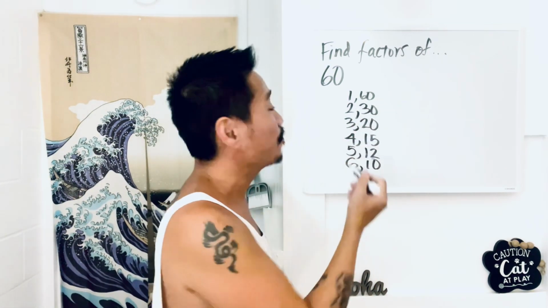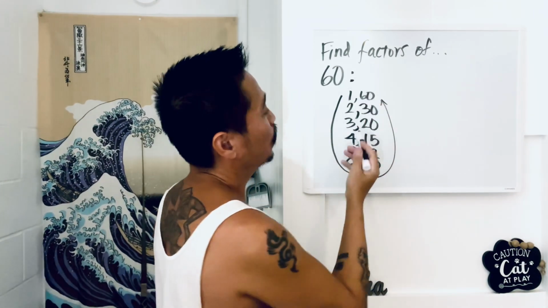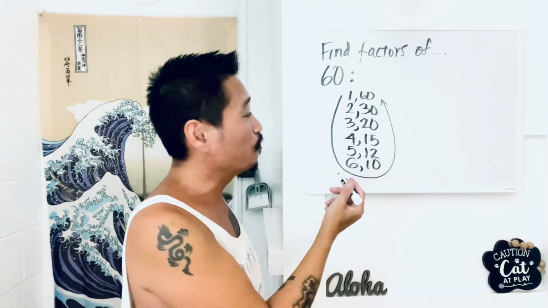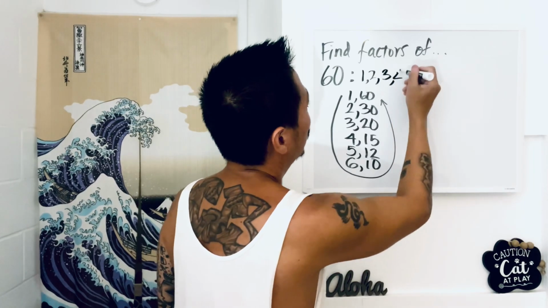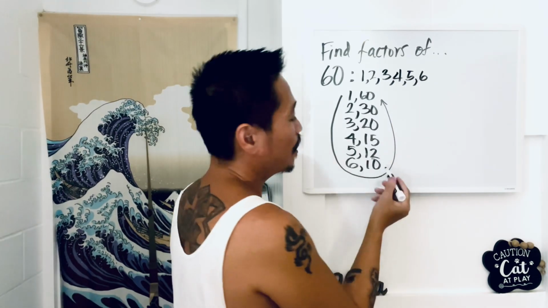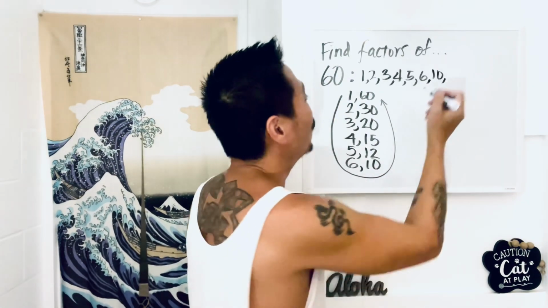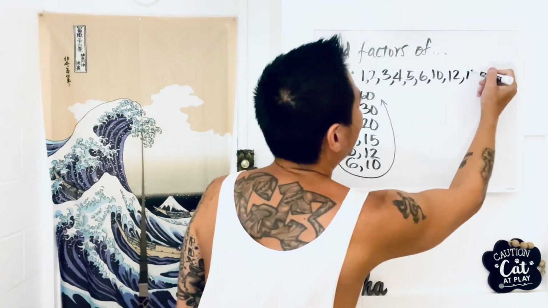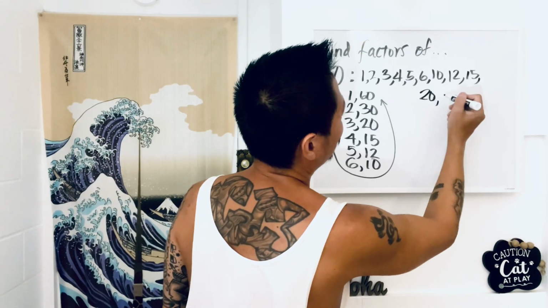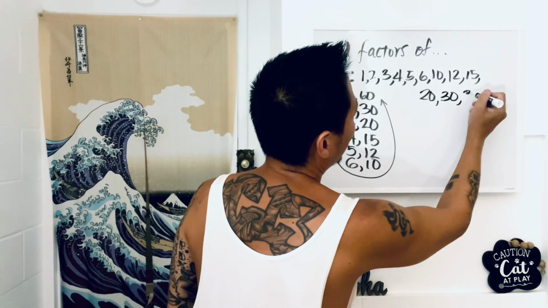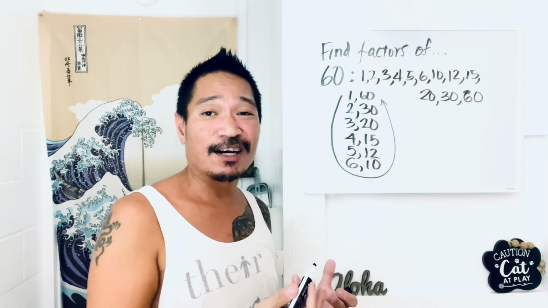Okay, so here's the racetrack method. Just start at 1, vroom, vroom, go right around, and we'll list these in numeric order. The cool thing about this method is it's already in numeric order. So we go 1, we got 2, we got 3, we got 4, we got 5, we got 6, then we just wrap around and go up. I got 10, 12, 15, 20, 30, 60. Cool, check, done. So that's my long list of factors for 60.